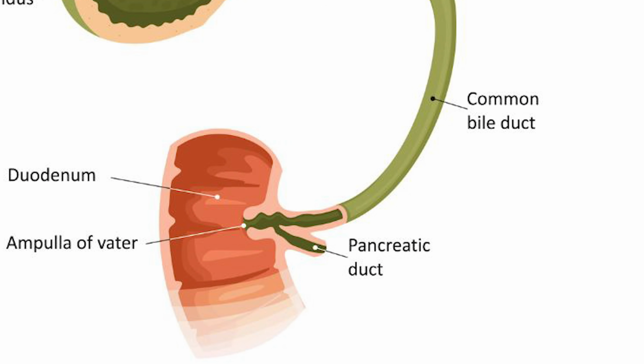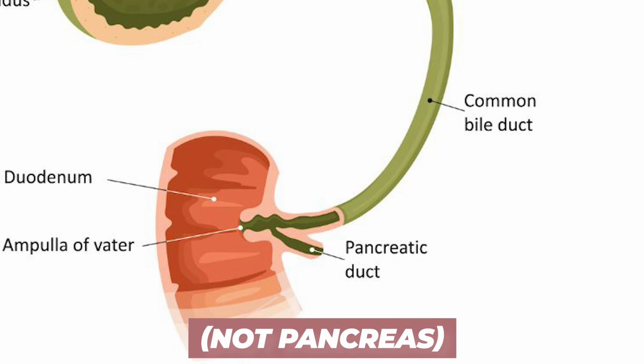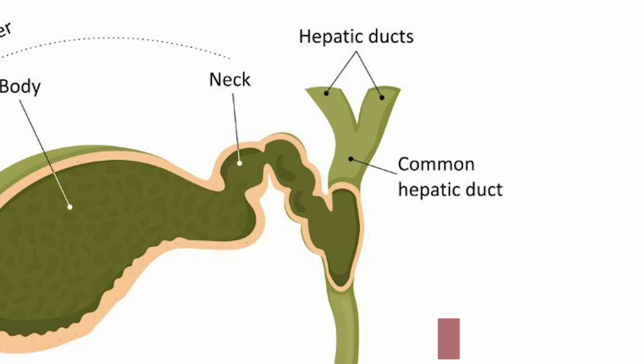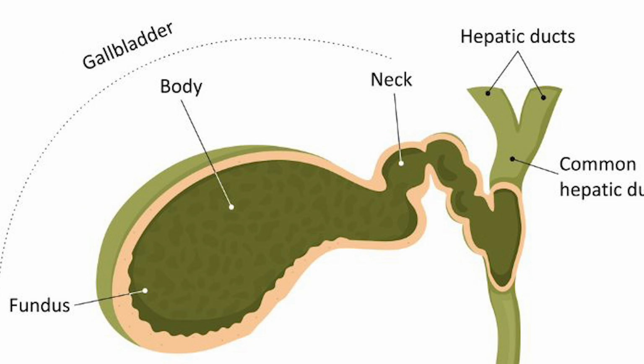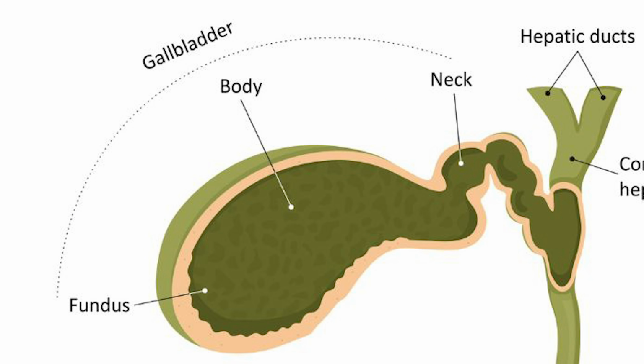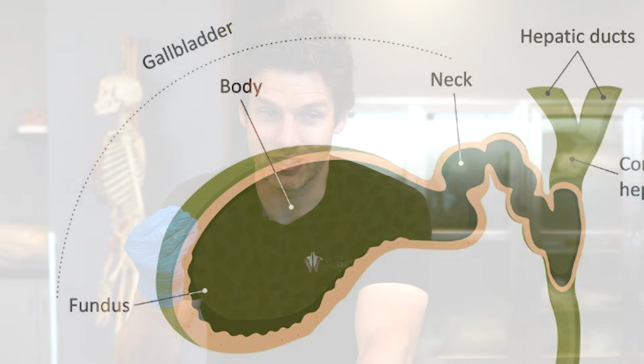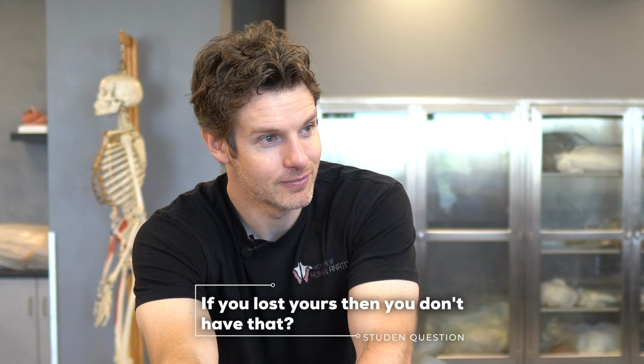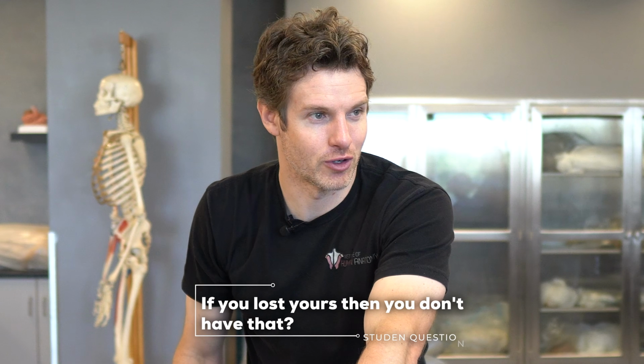That'll join the common bile duct, dump those into the duodenum, and the liver will dump bile into there. And if it's a really fatty meal and the person has a gallbladder, then the gallbladder will also squeeze and push extra bile. If you've lost yours, then you don't have that extra reserve, if you will. Now you can still break down fat if you don't have a gallbladder, because you can still produce the bile, because that's what the liver does.